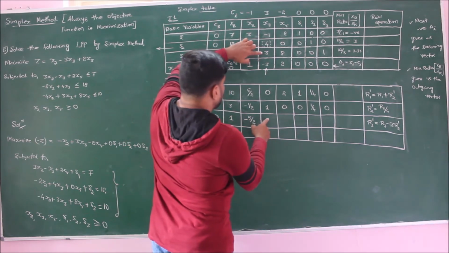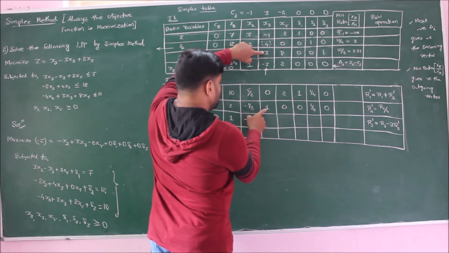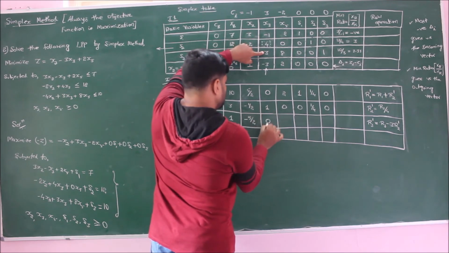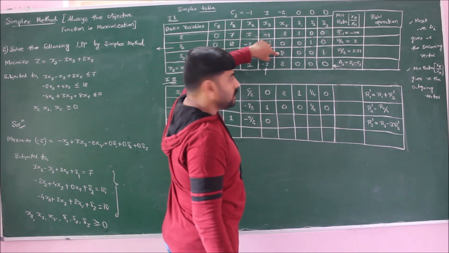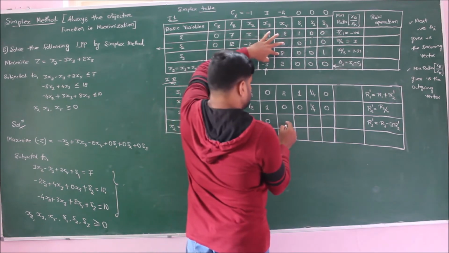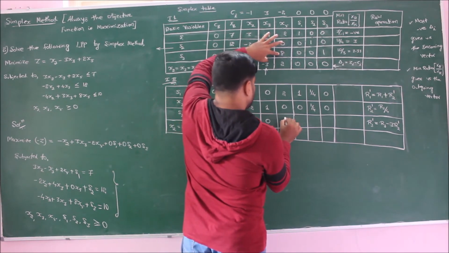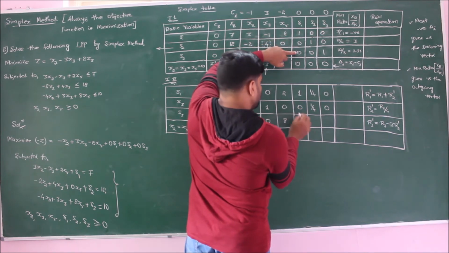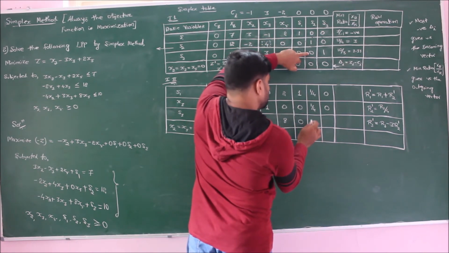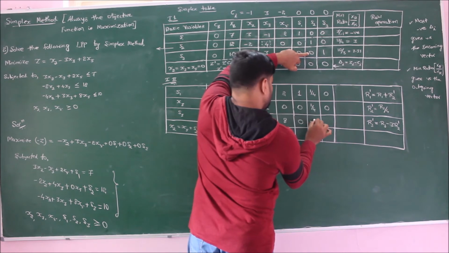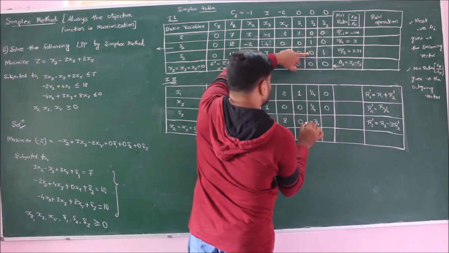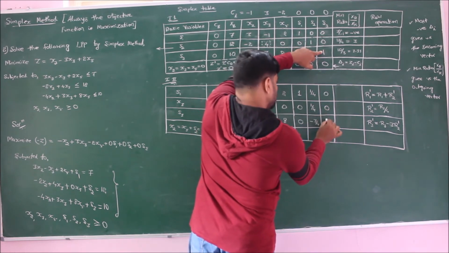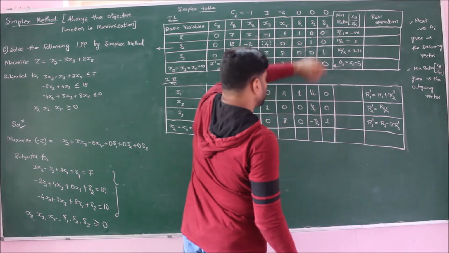Next we have 3 minus 3 will become 0, that is what I require. Next we have 8 minus 3 into 0 will become 8. Next we have 0 minus 0 will become 0. Next we have 0 minus 3 by 4 will become minus 3 by 4. We have 1 minus 0, I will get it as 1.